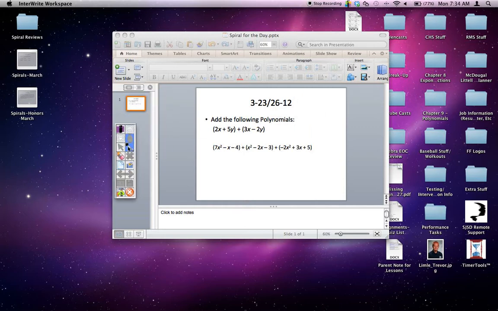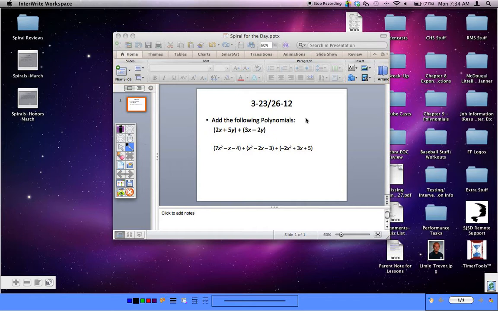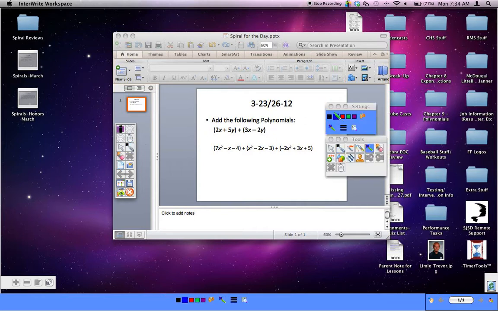Hopefully some of you got this. Basically what's going on is we're trying to add two things together. We've been adding things for years and years, and you should know how to do that by now. So you take 2x plus 3x, because those are like terms. The result of 2x plus 3x is 5x.